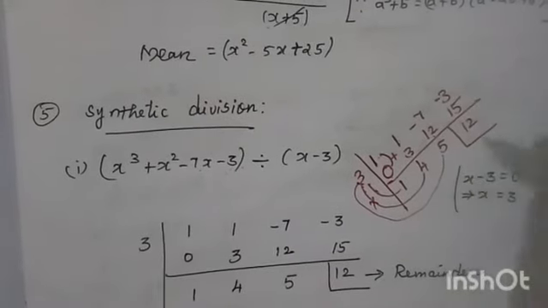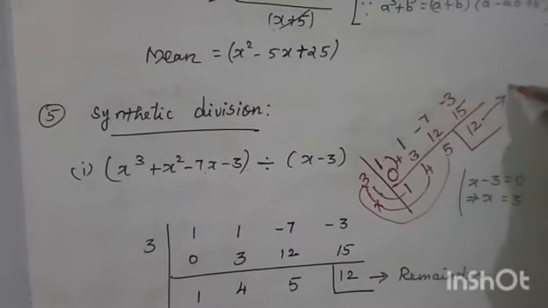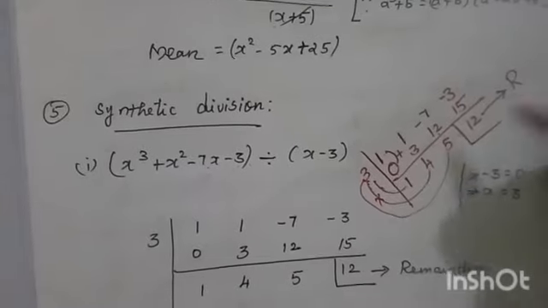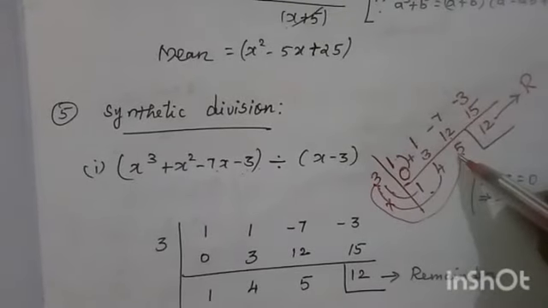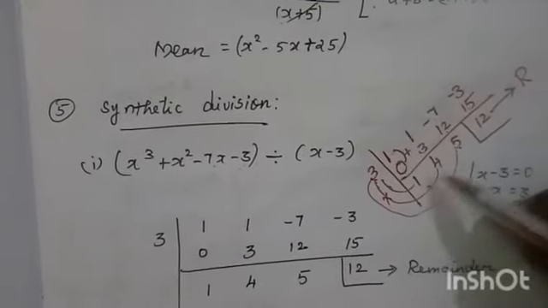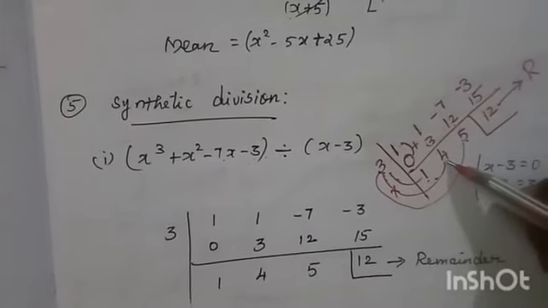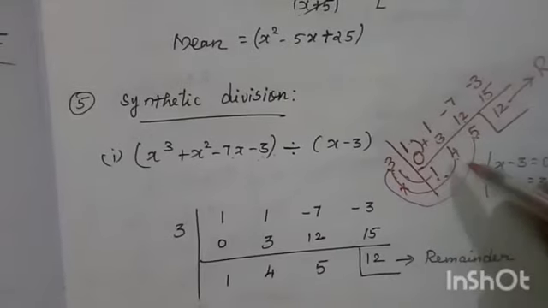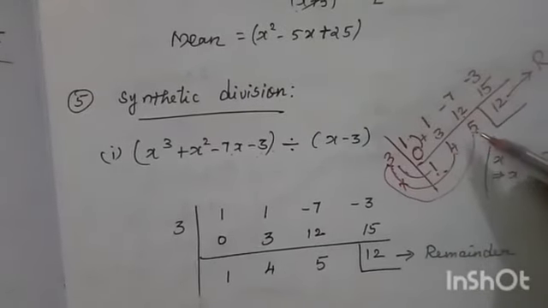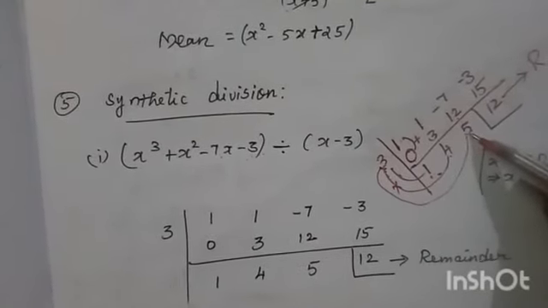The last digit is considered the remainder. This is the remainder. Next you write these as the coefficients. We have three terms, so the first one is x square, then x, then the constant. So x square plus 4x plus 5.